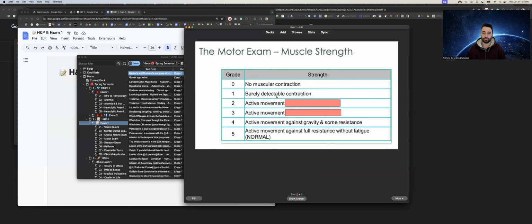2, okay, active movement. This is 2 and 3. So 3 is active movement against gravity. 2 is active movement without gravity.